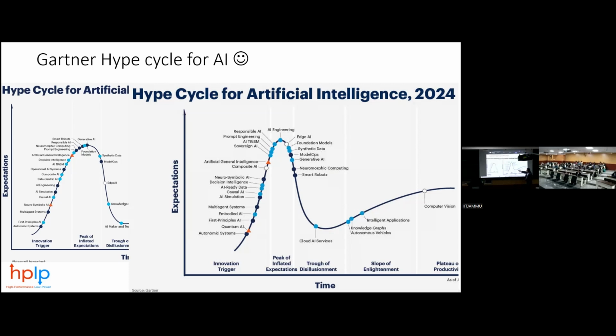But then you start having the slope of enlightenment. The autonomous vehicles maybe are there: there was a lot of hype, but now maybe there is some reality, and computer vision is already established. So that's kind of the idea here. And if you look, probably here is also interesting for people that are interested in research, quantum AI is just starting. These autonomic systems, multi-agent systems, all these things.